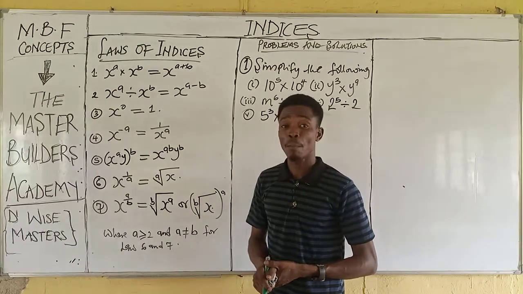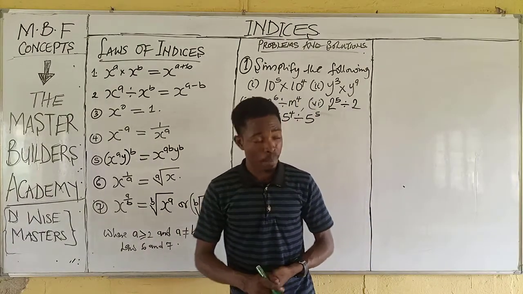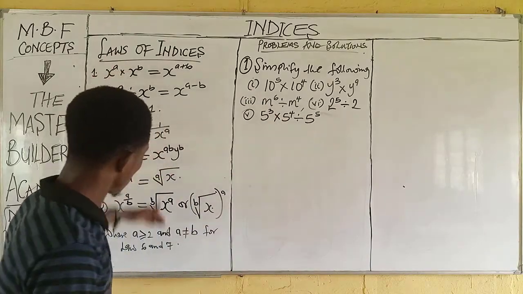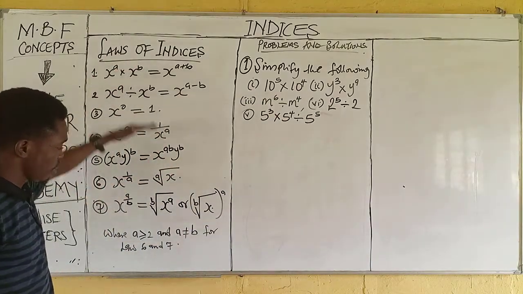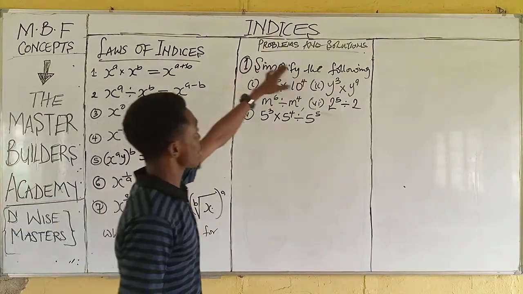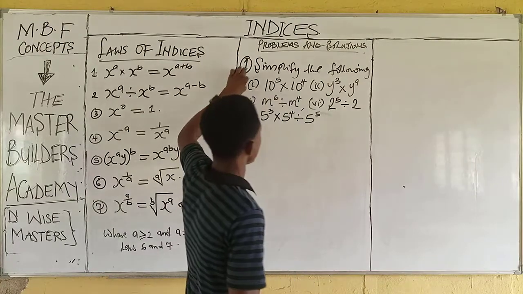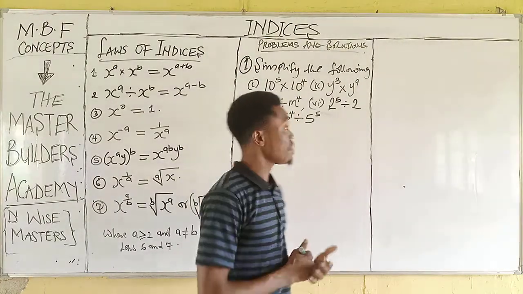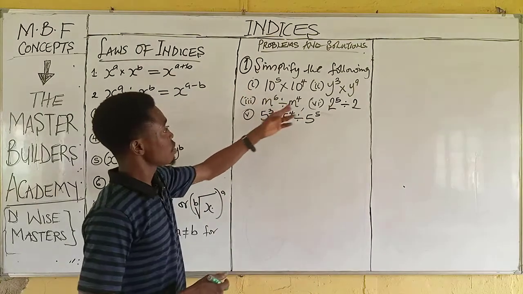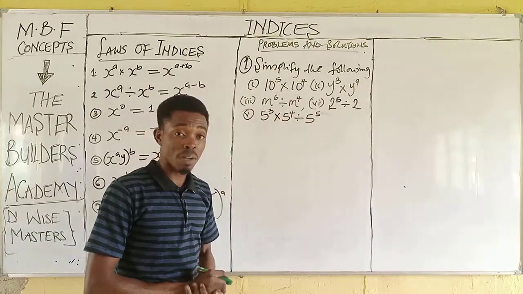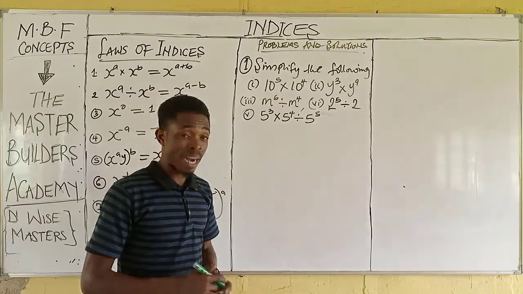Alright, so let's get started. On the board, we still have this section to contain all the laws of indices that we explained in the previous video. Now we have problems and solutions on this page. Question number 1, we are asked to simplify the following. So the first is question 1, 2, 3, 4, 5, Roman figure 1 to Roman figure 5, under question number 1. Right?